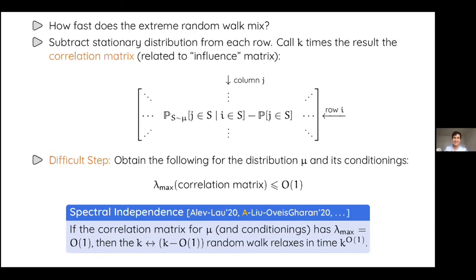Okay. So the promise of the spectral independence approach is that if you can show that this correlation matrix has eigenvalues bounded by a constant, not just for your distribution mu, but also for its conditionings, by which I mean you condition on your set containing a set of particular elements, then the efficiently implementable cousins of this random walk, the ones that drop constant many elements and then go back up to k, would mix in time k to the order of 1.